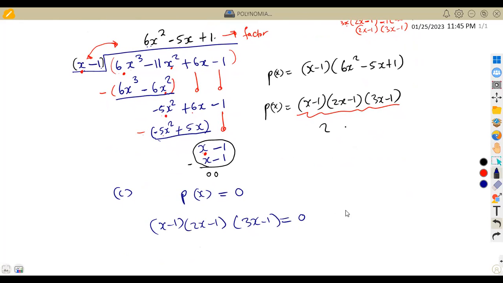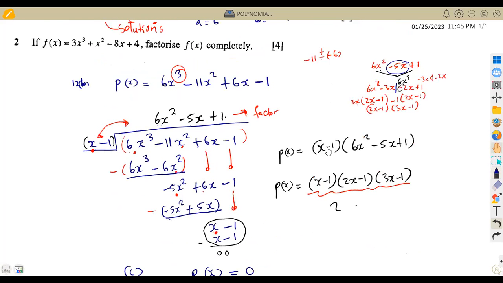From your zero concept, you know that each bracket must be equal to 0. So if each bracket is equal to 0, that means from this one, x is going to be equal to 1, or from 2x minus 1, if you transpose, it is going to be positive 1, then you divide by 2, which is 1 over 2, or x is going to be negative 1 over 3. So these are the solutions that you're going to obtain when P(x) is equivalent to 0. All right, so that's what we had.